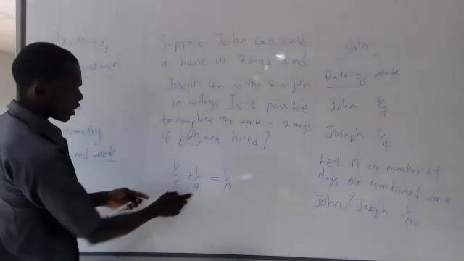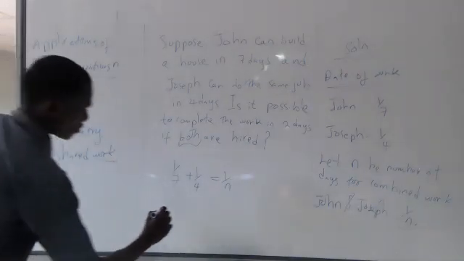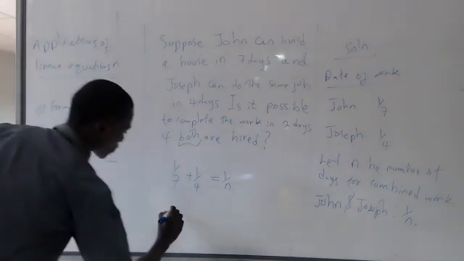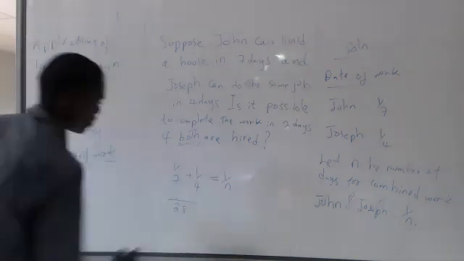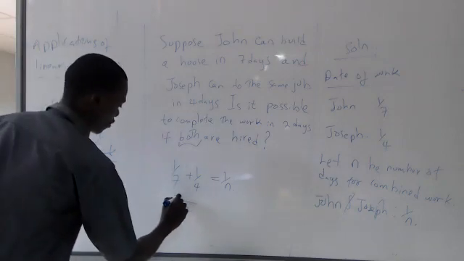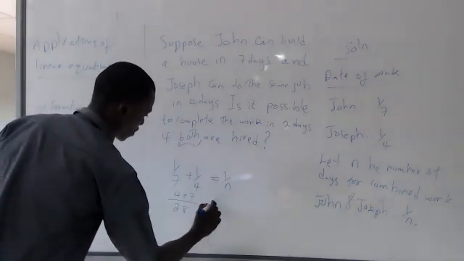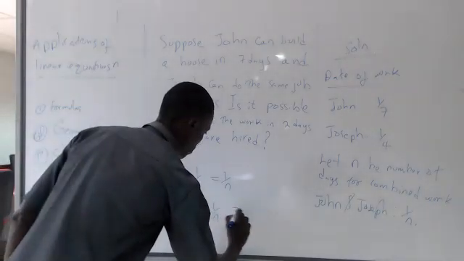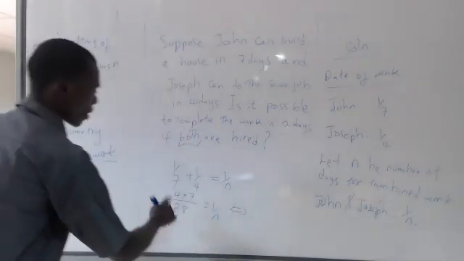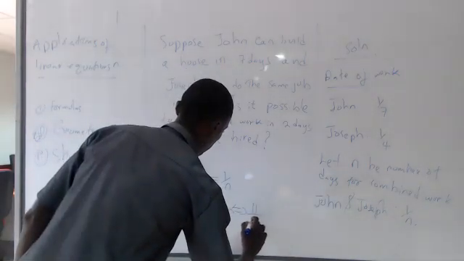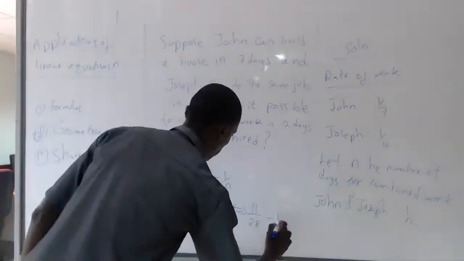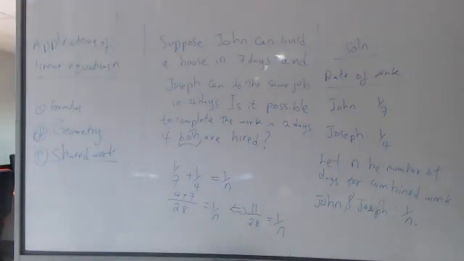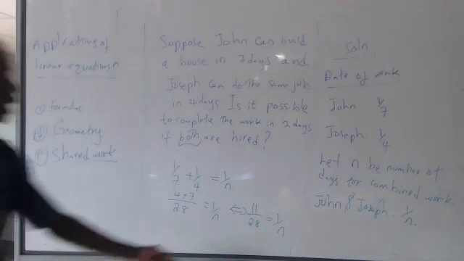What is the LCM of 7 and 4? 28. So what do we have there? (4 plus 7) over 28 must be equal to 1 over n. This means that 11 divided by 28 must be equal to 1 divided by n. So what is n from this?